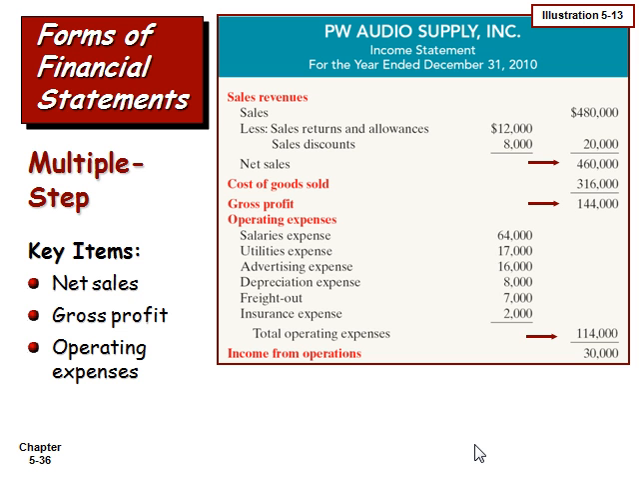So here's back to this multi-step income statement. We have the sales revenue, cost of goods sold, gross profit, and then we deduct the operating expenses. We deduct those from gross profit and come up with income from operations.